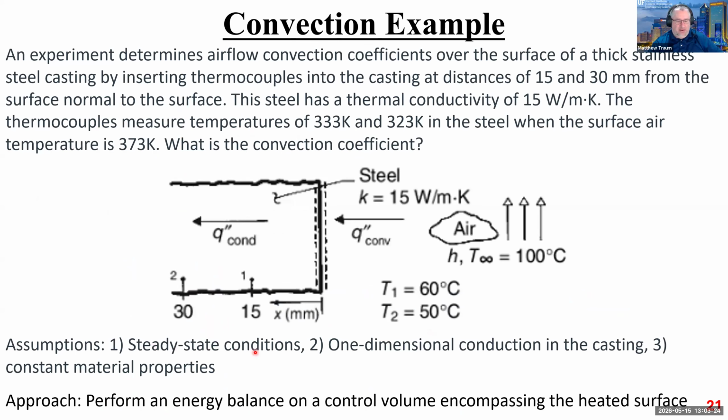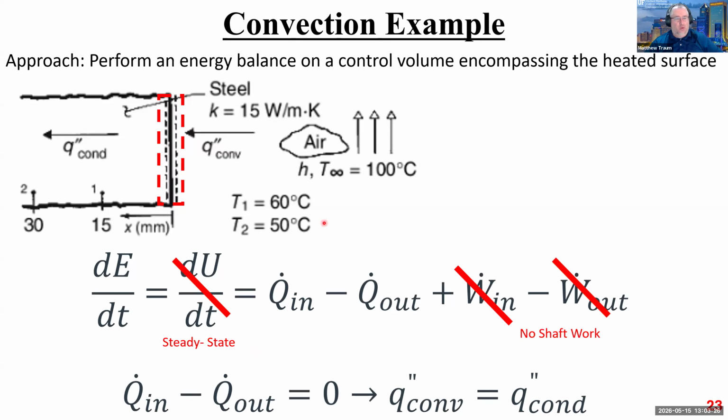So no time derivatives. And there's no work transfer anywhere in this problem, right? There's no shaft work, so all the work terms are gone. So I've just got Q dot in minus Q dot out is equal to 0. And the only types of heat transfer that I have are conduction and convection. If you look at the arrows, I've got convection going in, so that should be positive. And then I've got conduction going out, so that should be negative. That should be this one.